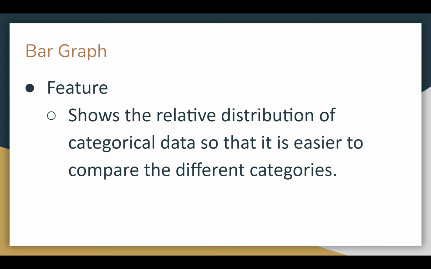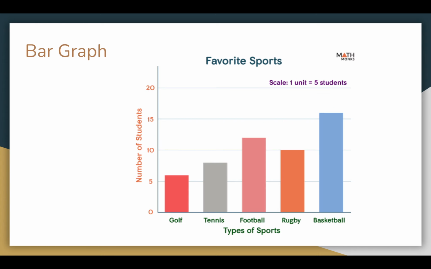Okay, so features. They show the relative distribution of categorical data so that it's easier to compare different categories. I do think bar graphs still make it very easy to look at, okay? I can easily see basketball is the most popular, and the least popular, or least favorite, is golf.